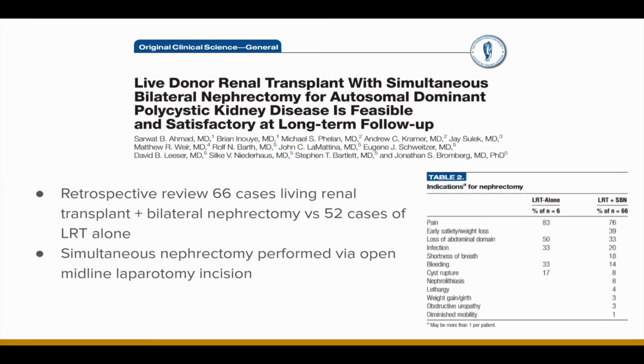This here is a retrospective study looking at simultaneous nephrectomy at the same time as living renal transplant, comparing 66 cases with 52 who had living renal transplant alone. It's important to note that the nephrectomies were performed via an open midline incision. Here you can see that the main indications for nephrectomy in this cohort were predominantly pain and early satiety, and that other complications were less common.